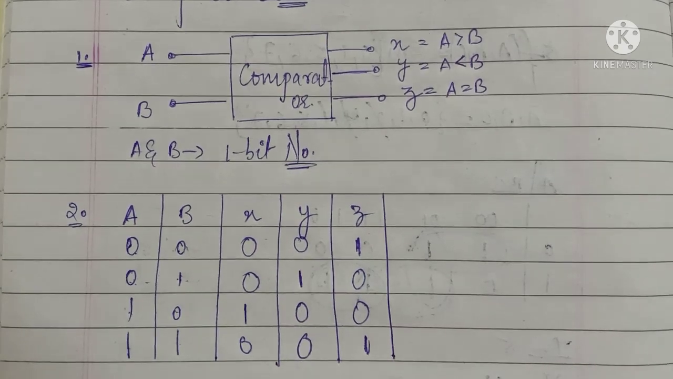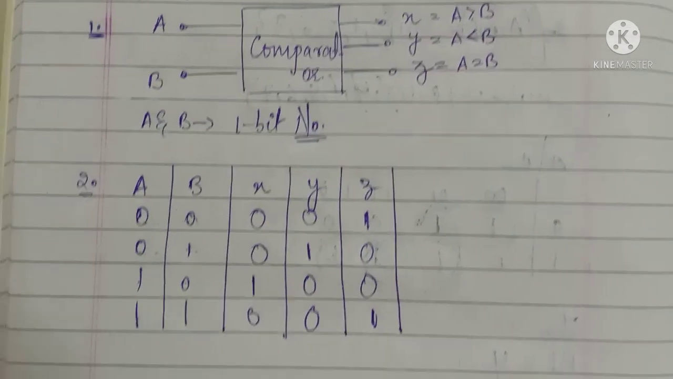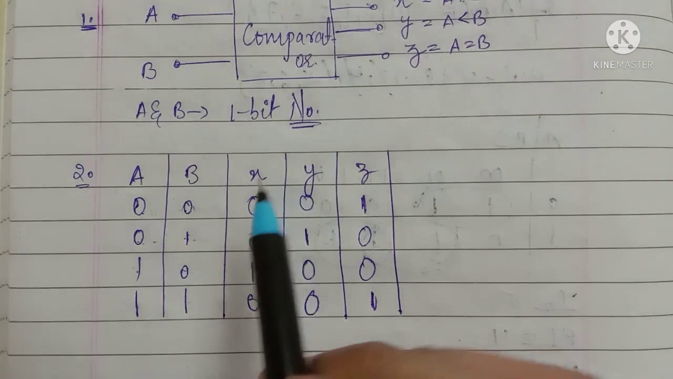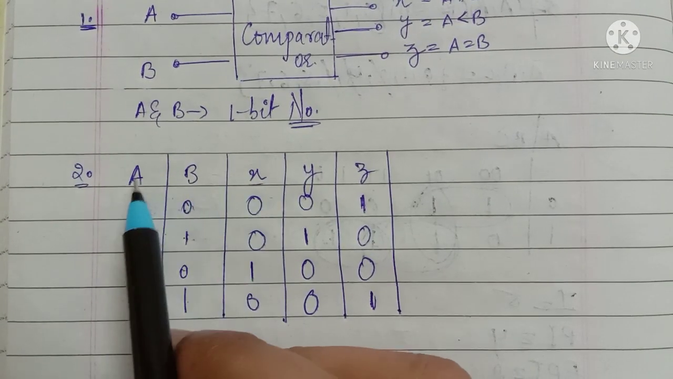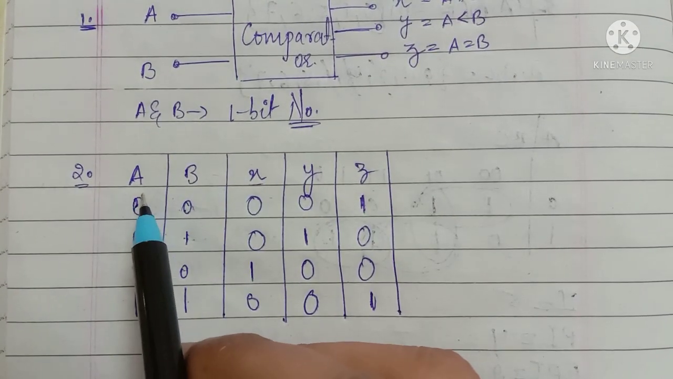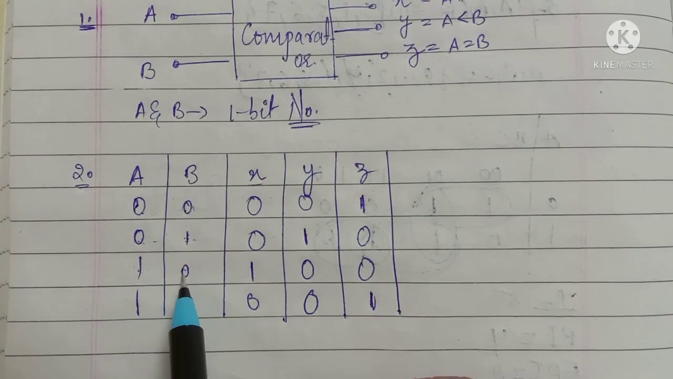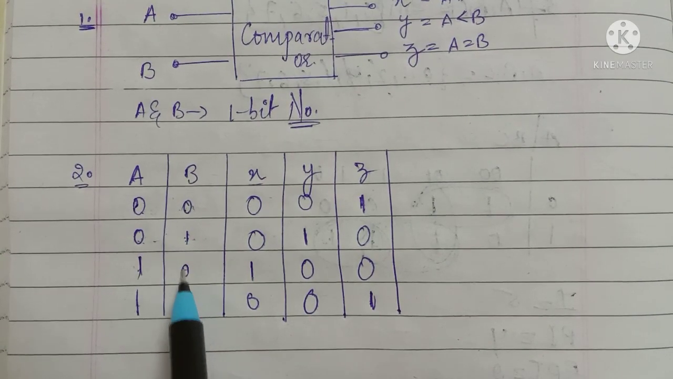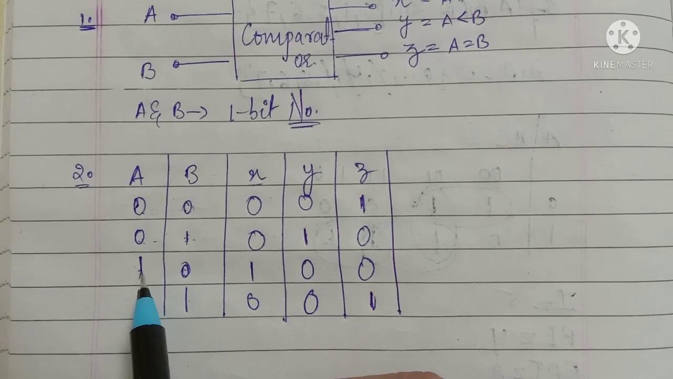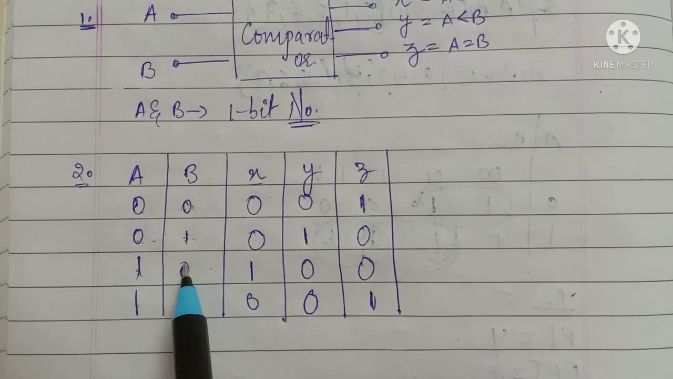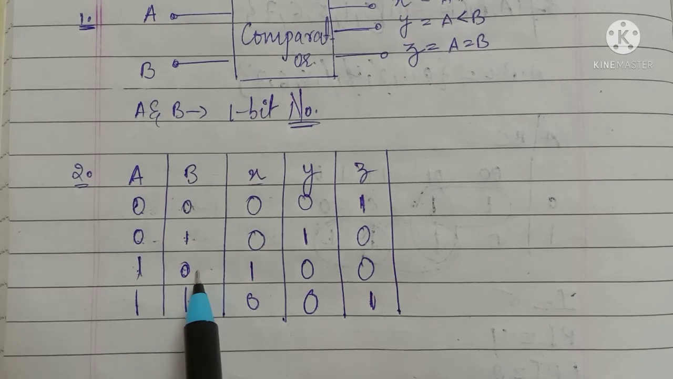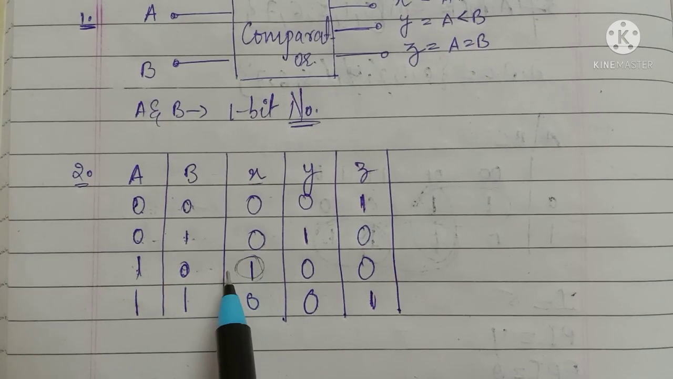In short, X gives me the result where A is greater, Z the equal part, and Y the lesser part. See, this is 1 and this is 0, so which one is greater? This one, right? A is greater than B, which means this X bit will become high.